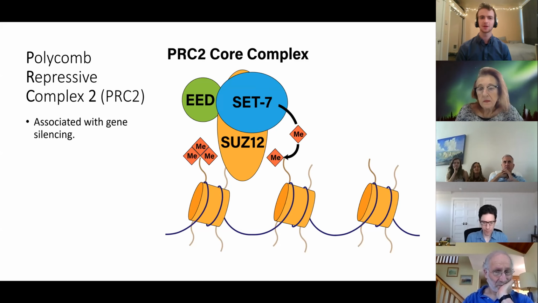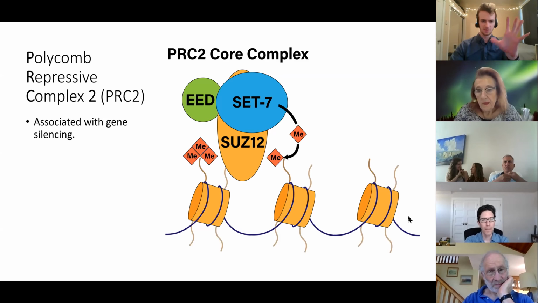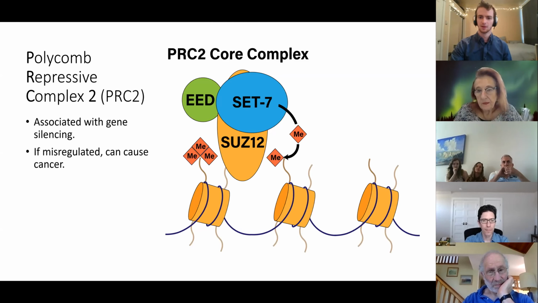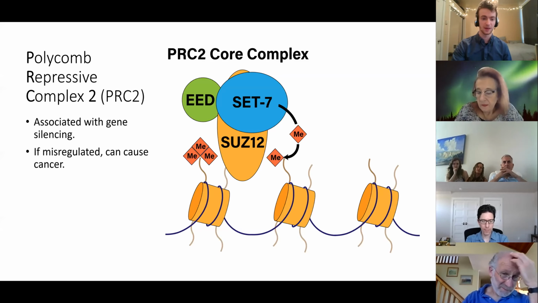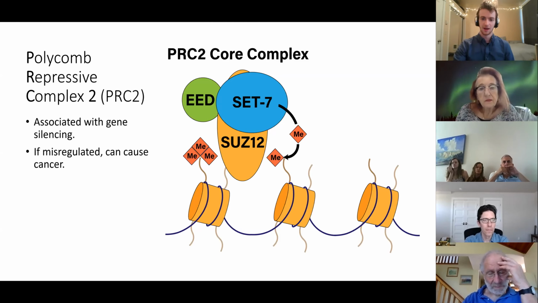H3K27 methylation is typically associated with gene silencing and transcriptionally silent chromatin. Many other proteins have been found to associate with this core in a variety of different circumstances and organisms, but what you see up there is the core unit. Misregulation of this complex, like if you just methylate random things, can cause cancer, as you might imagine, as you wouldn't have the right genes at the right time, or transcription goes wrong. And that can lead to cancers like leukemia and things like that.